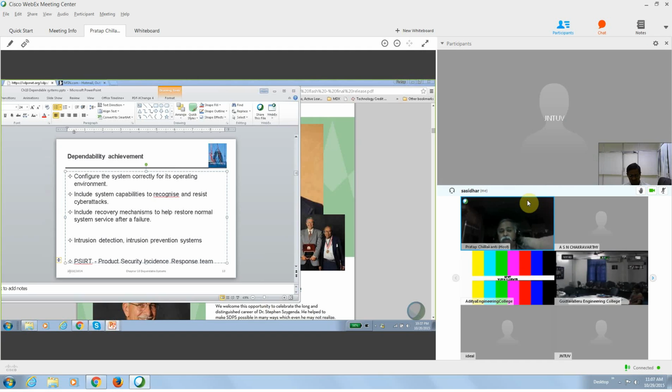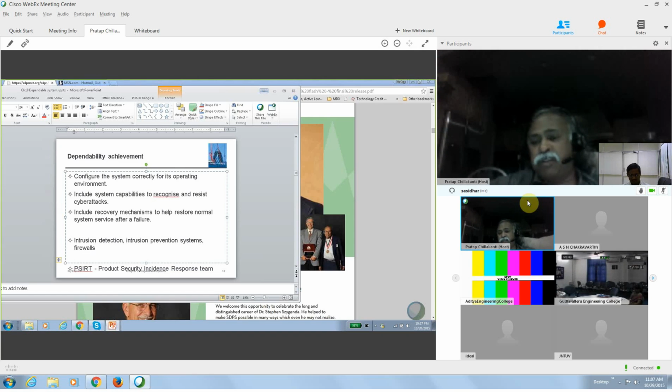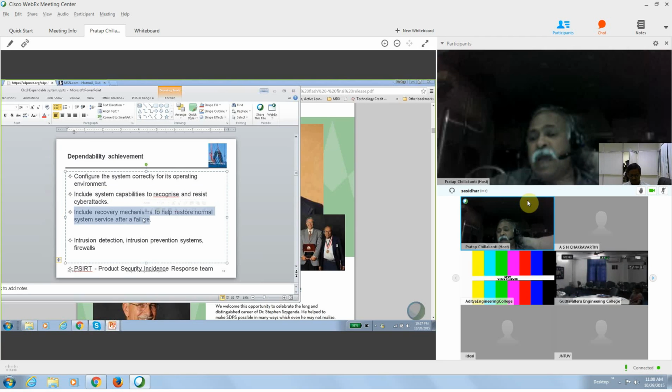Another thing that we use here in the terminology is firewalls. You all know about firewalls, right? So all of these things are firewalls which try to prevent hackers from gaining access to the internals of your system. So whenever you want to develop dependable systems, you should recover after failure in the shortest possible time.